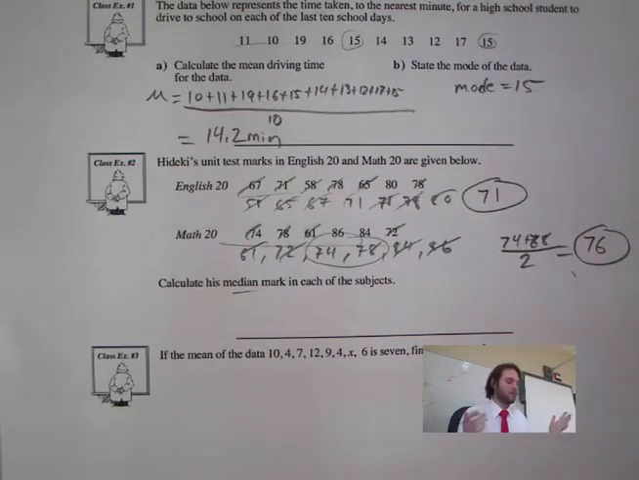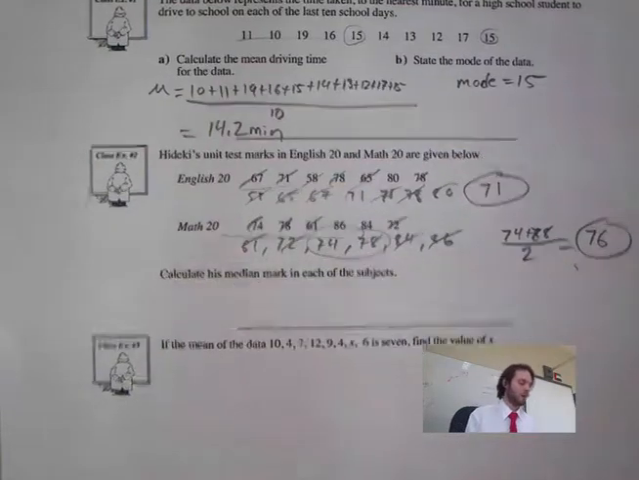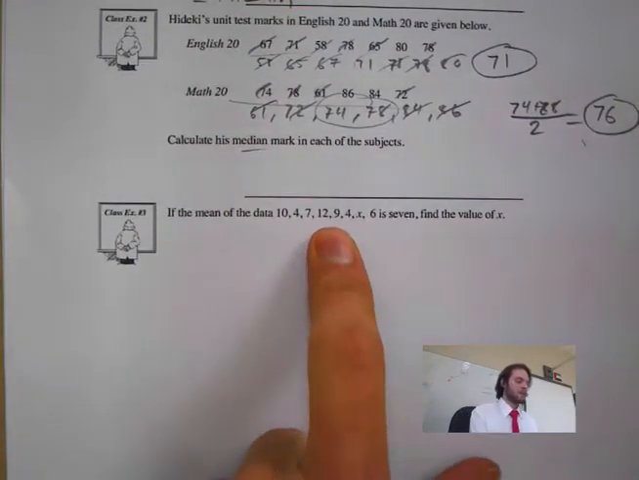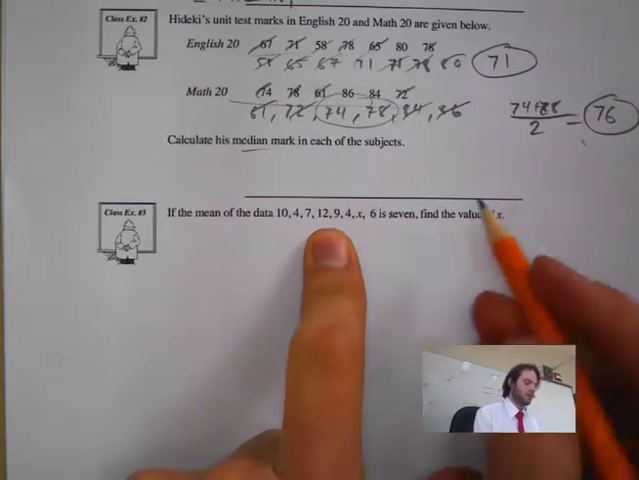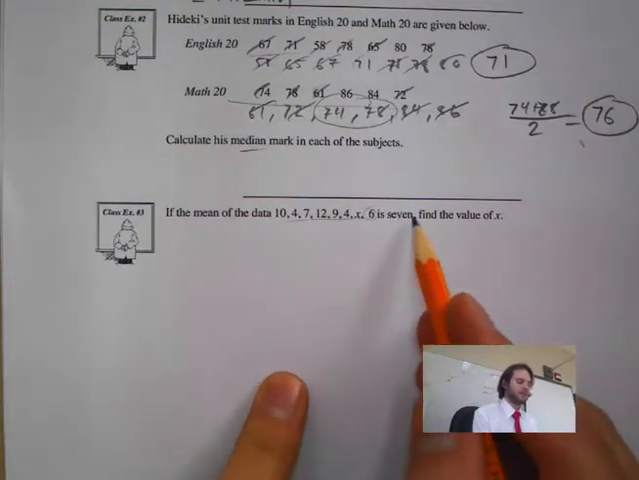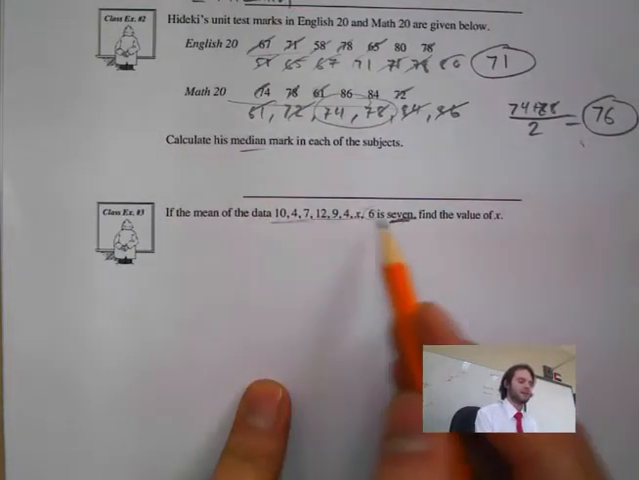Is his mode higher in math? I don't know. It looks like there are no numbers the same. Here there is a mode. Now, it says the mean of the data here is 7. Sorry, the mean of this data is 7.